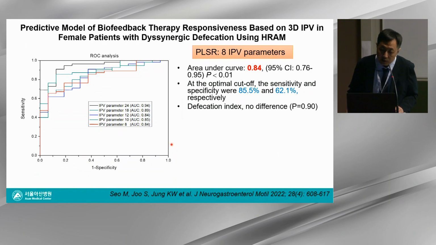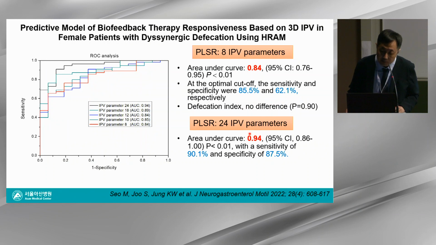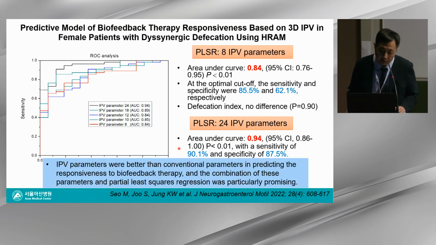In this study, as you can see, when we used the partial least squares regression model based on the 8 IPV parameters, the area under the curve showed improvement up to 0.84. However, when we used the 24 IPV parameters in this model, the area under the curve showed improvement up to 0.94. Therefore, IPV parameters were better than conventional parameters in predicting the responsiveness to biofeedback therapy. And the combination of these parameters and the partial least squares regression model was particularly promising.